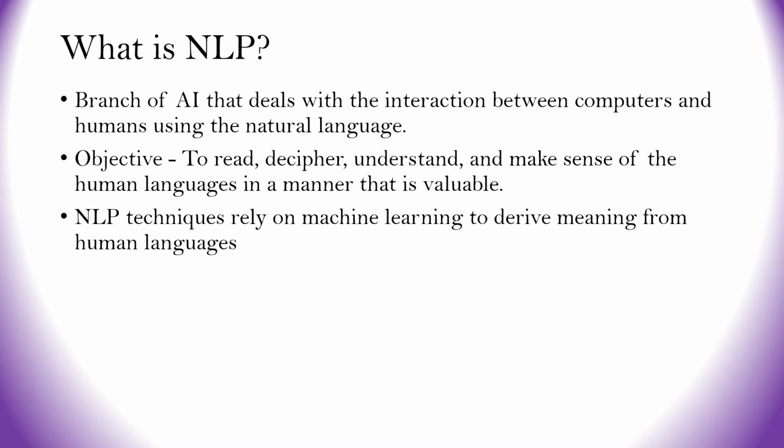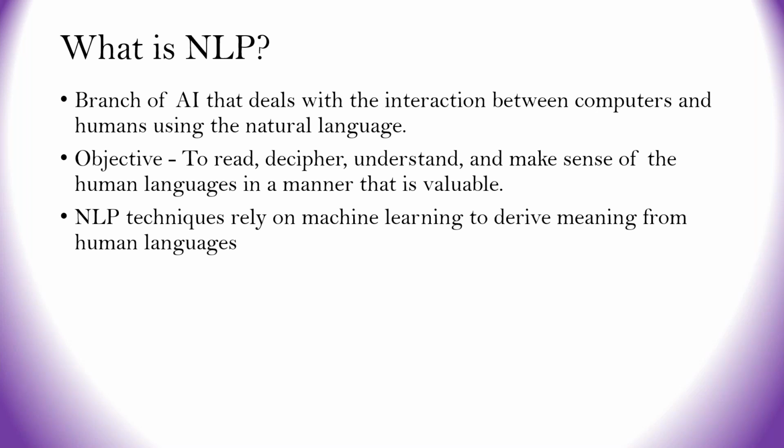What is NLP? It's a branch of AI. It deals with interaction between the computers and the human. So as you all know, human-computer interaction also starts with the basic knowledge of natural language processing. So what is the objective of natural language processing? The objective here is to read the language, to decipher, understand, and make sense of the human languages in a manner that is valuable to the human.